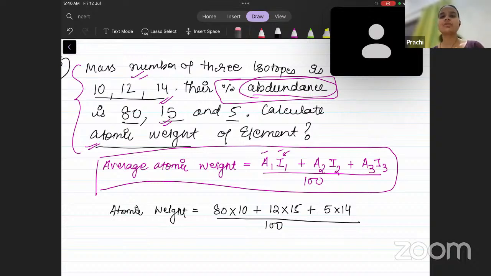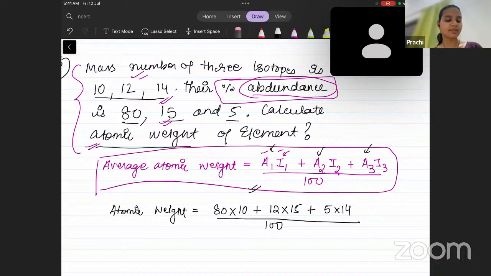Is this clear to you? If you are given the mass numbers for the isotopes and the percentage abundance, then you can calculate the atomic weight of the element, where you have to take the weighted mean average of all the masses. This is basically what we have taken. We have taken the average, but there we have considered the abundance, right? What is the abundance of the particular isotope? Is this clear to you?